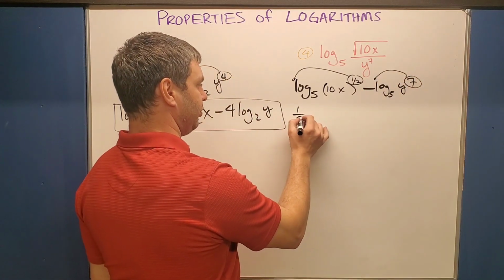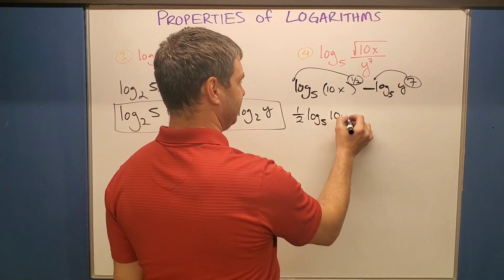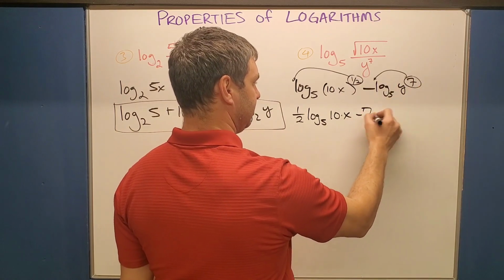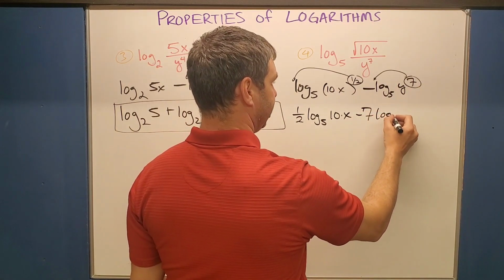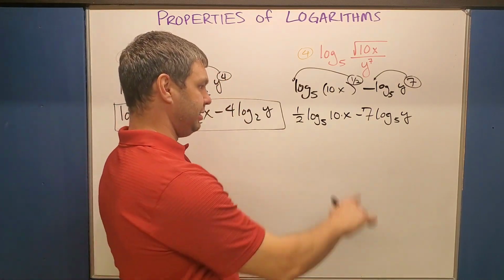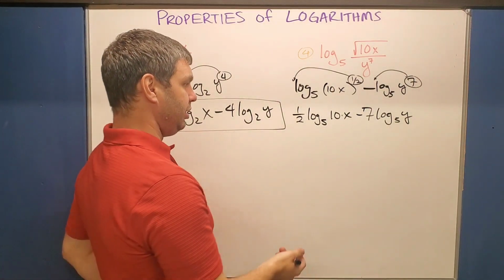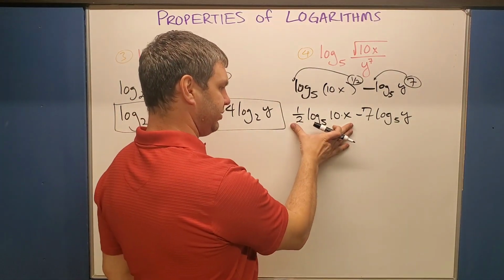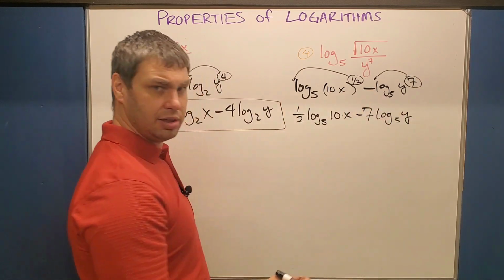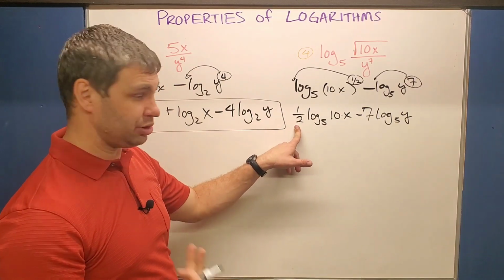So I'm going to be left with 1/2 times log base 5 of 10 times x. And then over here, minus 7 log base 5 of y. Okay, but I'm not done yet because the 10 times x still needs to be split using addition. All right, so if I do that, think about this for a second. Up until this point, we've been using the whole log, right? And now that's going to have a coefficient in front of it, which is 1/2.